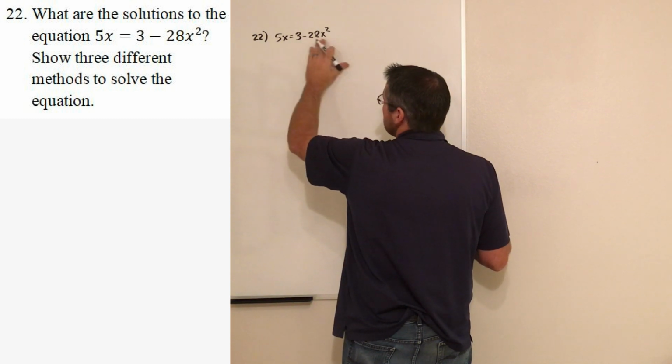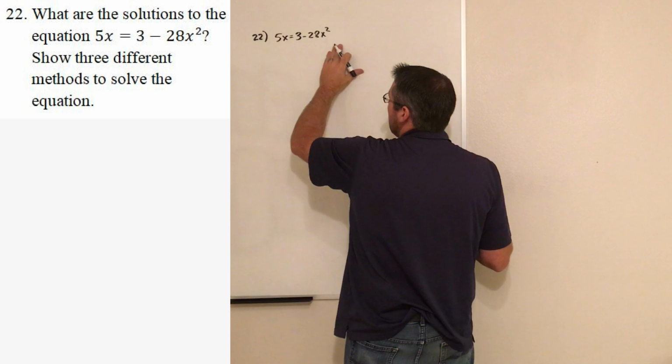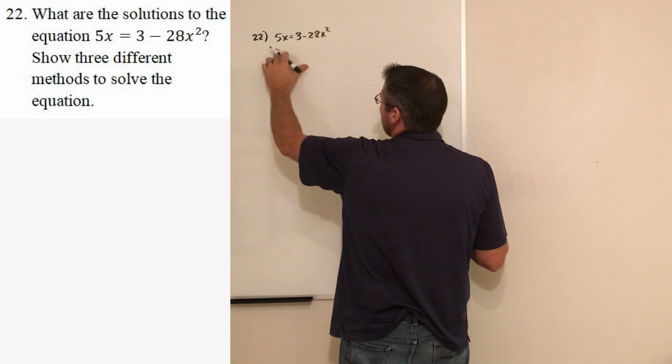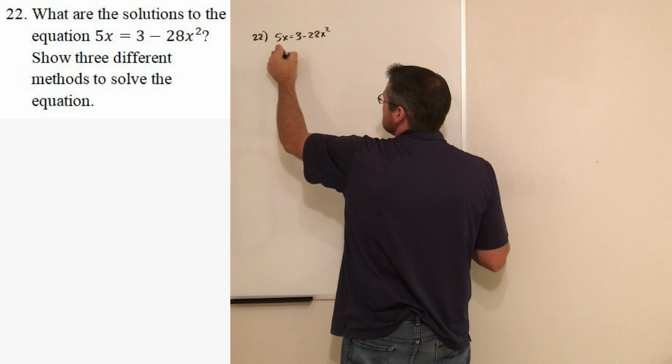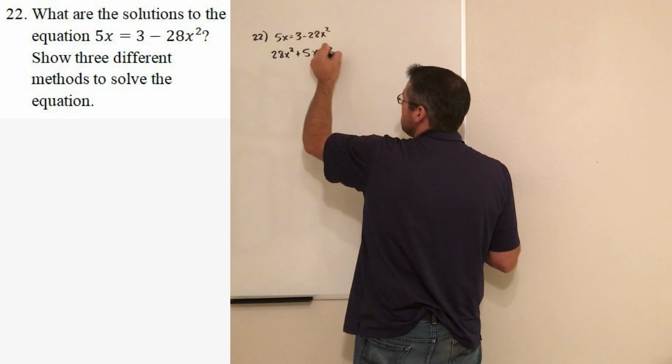So in order to complete the square, we need to make sure that the x squareds and the x's are on the same side of the equal sign, and that the constant's on the other side. And I want to make this a positive coefficient for x squared, so I'm going to move everything over. So I'm going to add 28x squared to both sides. So I end up with 28x squared plus 5x equals 3.